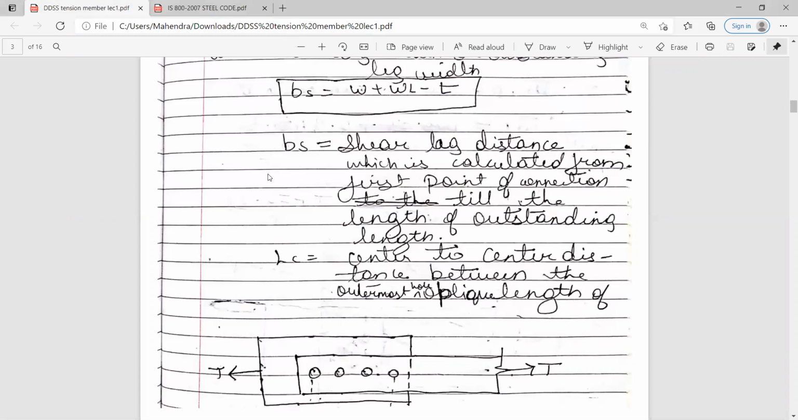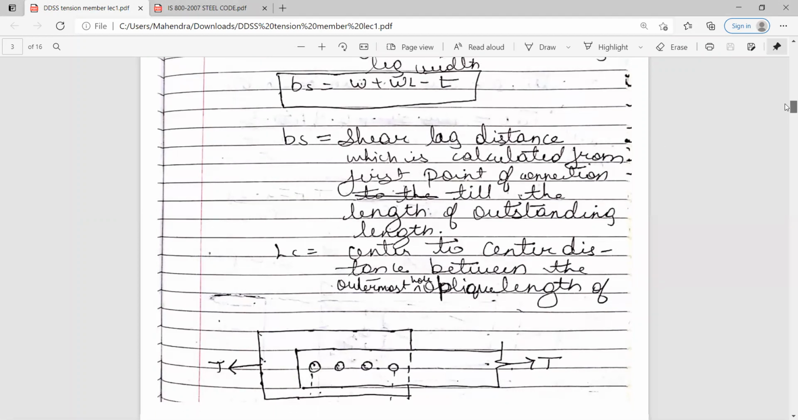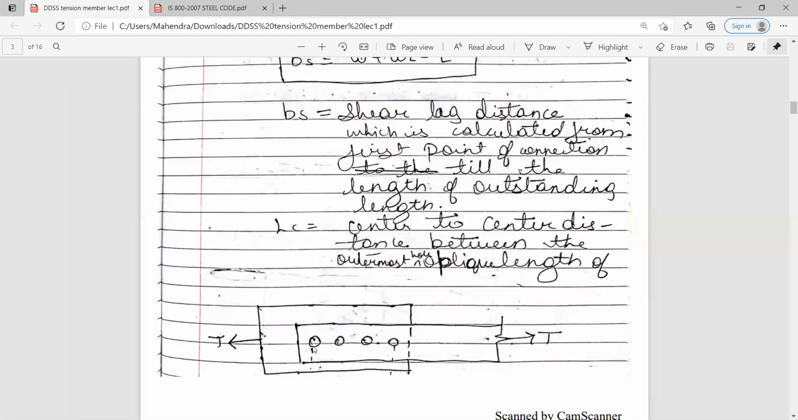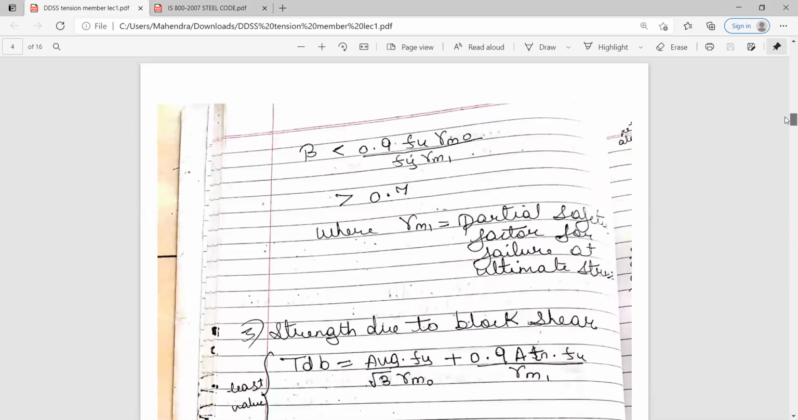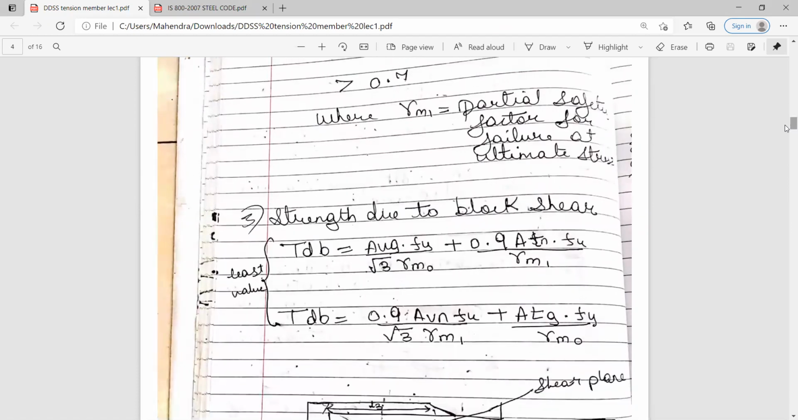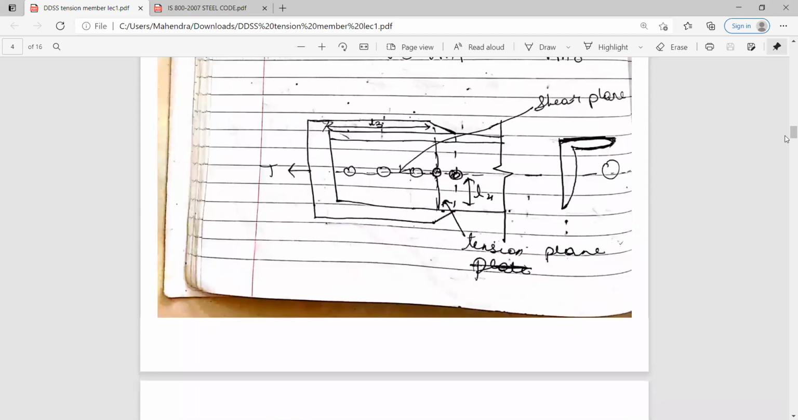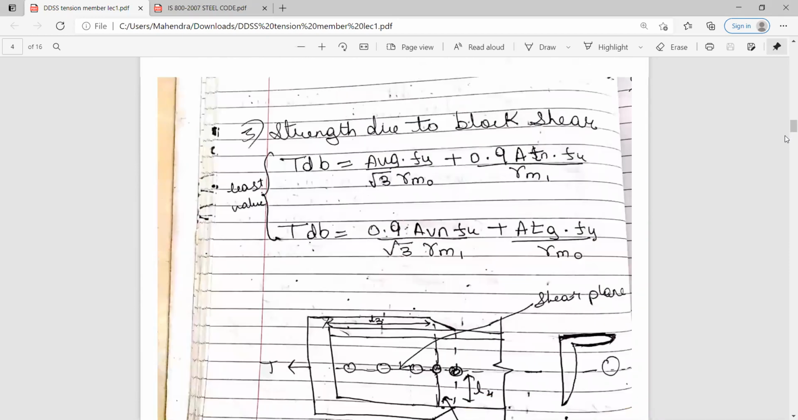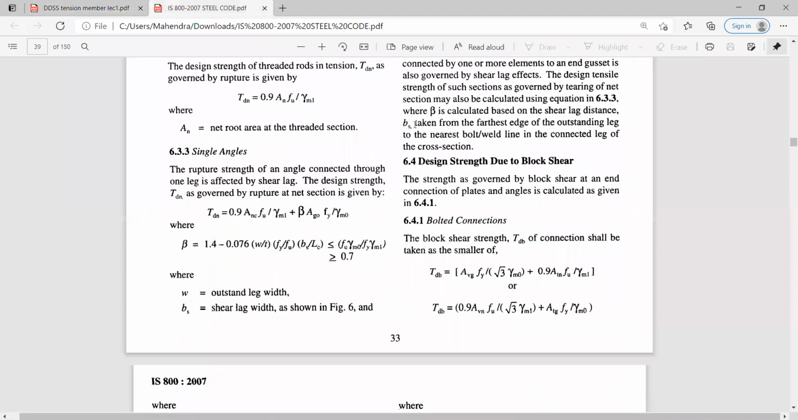Lc is nothing but the center to center distance between the outermost holes. Center to center distance between the outermost holes means from here to the center, from here to the center, that distance is your Lc. Already these two conditions are there in your IS code, as we just saw. Then the third is your strength due to block shear. Again, this formula is available in your code, strength due to block shear. Again, it is on the same page number, that is page number 33.